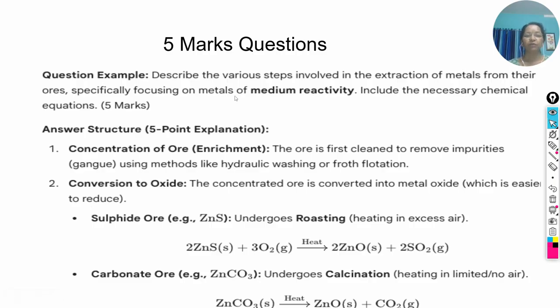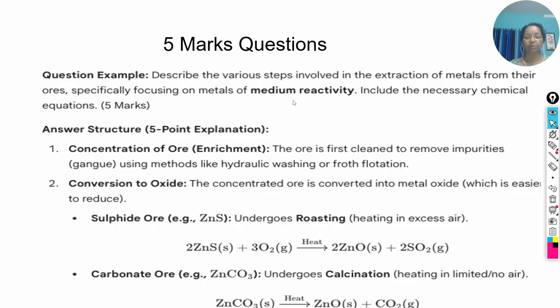Now, one 5 marks question. Describe the various steps involved in the extraction of metals from their ores, especially focusing on metals of medium reactivity. Include the necessary chemical equations. It's a 5 marks question, so keep that in mind. The first step is concentration of ore, and we'll explain what concentration is. The process of removing gangue from the ore is called concentration, and we can use hydraulic washing or flotation.